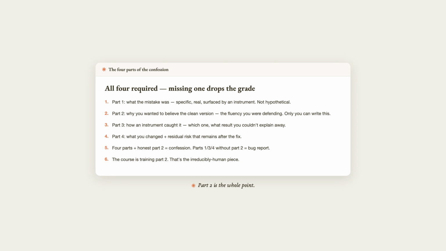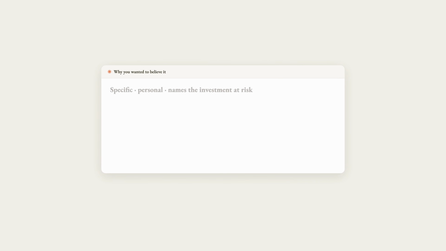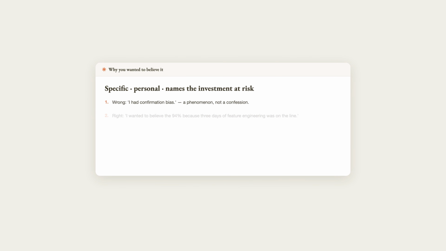All 4 parts are required. A confession that has the mistake but not the fluency you were defending is a bug report. A confession that has all 4 parts and is honest about part 2 is the thing the course is training. The second part is the hardest, and it is the one that separates a real confession from a bug report. Here are examples of what it looks like and what it does not look like.